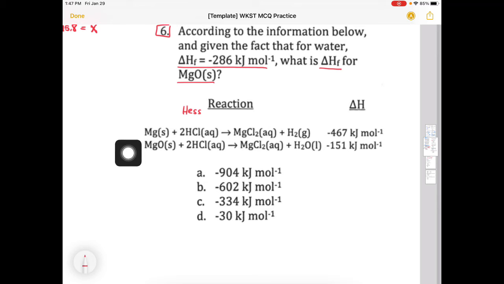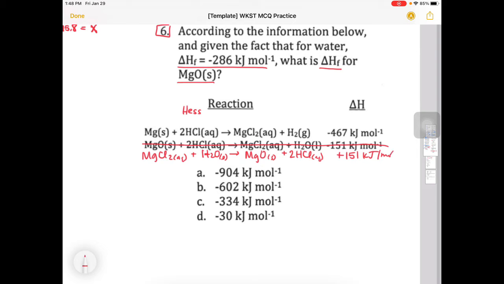I'm just going to flip-flop this second reaction so that the magnesium chloride and hydrochloric acid switch positions, and I can then cancel them out. So I'm just going to rewrite this equation and its flipped delta H right underneath here. So I have Mg, magnesium chloride solution, plus water produces magnesium oxide and hydrochloric acid. Now what I do is I need to flip the sign of the delta H.